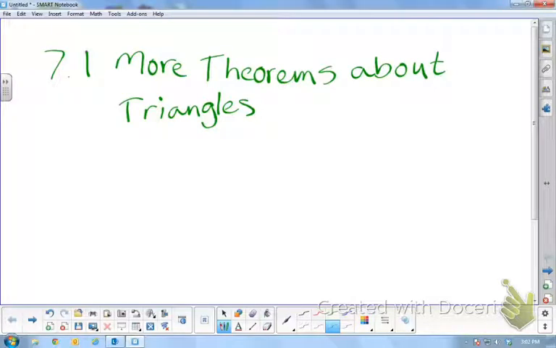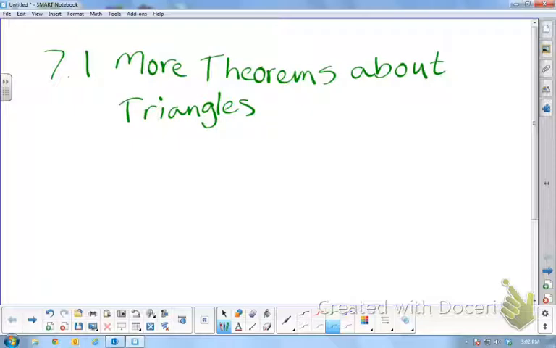We are moving on to our next unit. So we're going to be talking more about triangles today. We're going to learn more theorems about triangles. We already know some things about triangles. We know a lot about congruent triangles. We know the angles inside a triangle add up to 180 degrees.